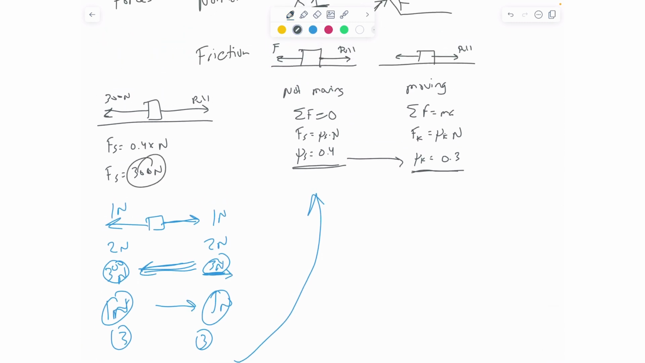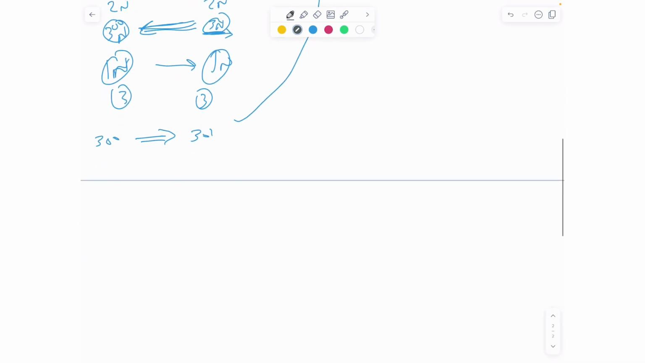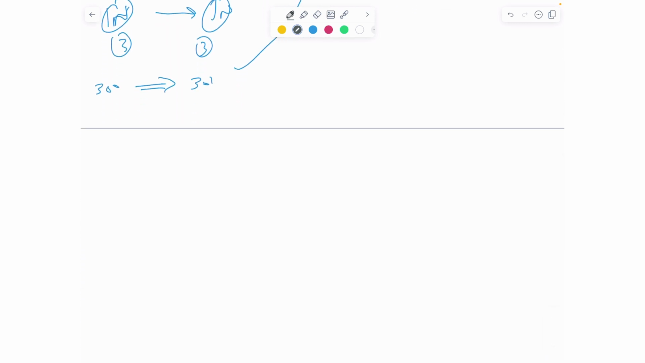In this case, 300 newtons. But once you've exceeded the maximum static friction, then you're going to start moving, and once you start moving, you've transitioned from static friction to kinetic friction. Okay, so that's a little bit about friction. Of course, we have weight, which is just your mass times the force of gravity.